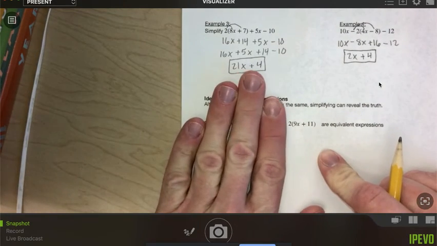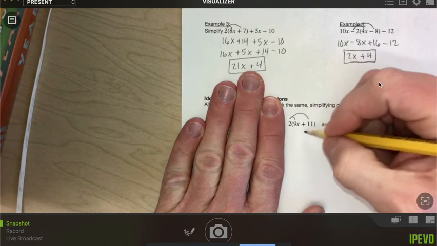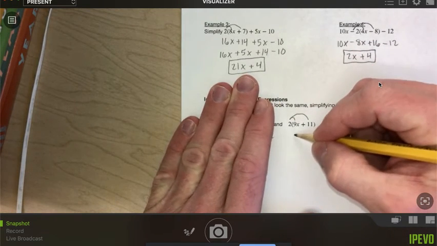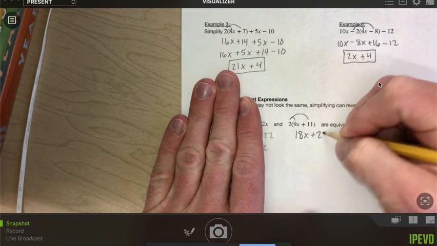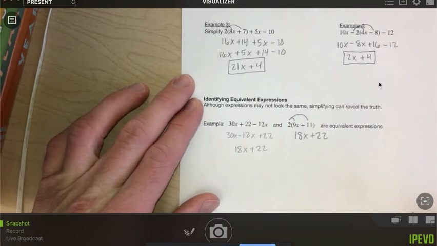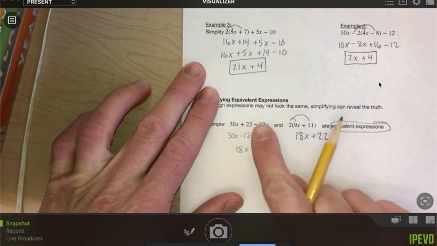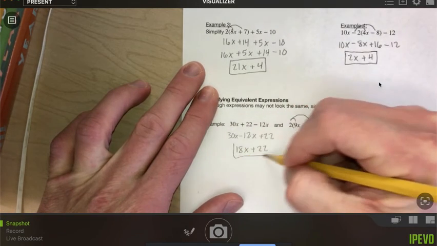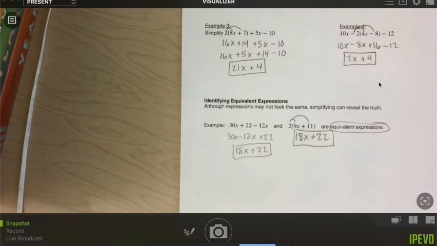Now I'm going to simplify this one. I have 2 times 9x and 2 times 11. And sure enough, you'll notice that that's going to become 18x plus 22. And so these are equivalent expressions because even though they look different initially, notice how they both simplify to the same exact thing. So simplification actually helps us identify when things are really the same or when they're different.